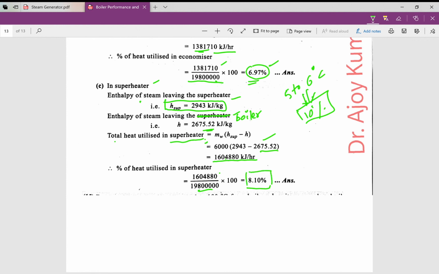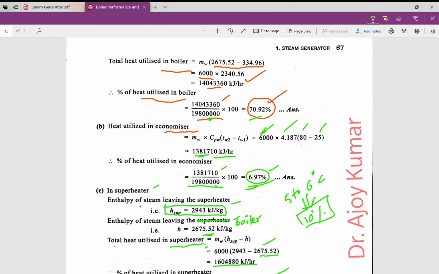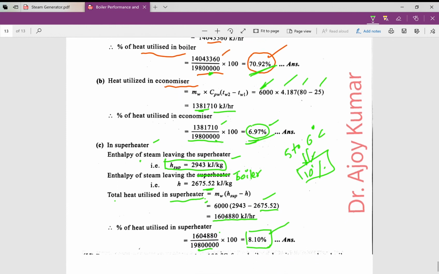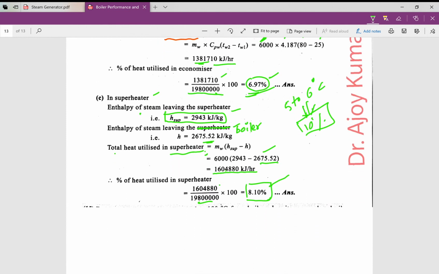It comes to 8.10%. So dear students, just for checking, this one and this one all together should come to 100%. So just practically think over it. Heat utilized in the superheater is comparatively more than heat utilized in the economizer.